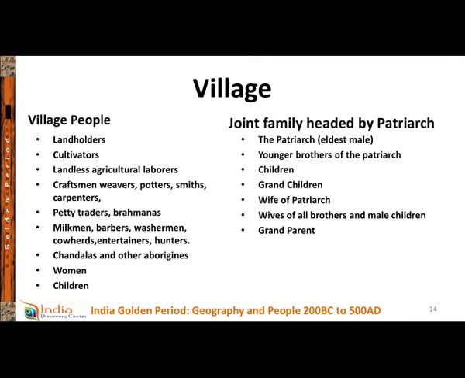And with that, we have to come to what kind of organization they had. It was a joint family, headed by the patriarch, who would be the eldest male. The family included younger brothers of the patriarch, children, grandchildren, the wife of the patriarch, wives of all the brothers and male children, and grandparents. For example, if I take my family, there were 55 people living together. So they're not small numbers. They can be very large numbers.